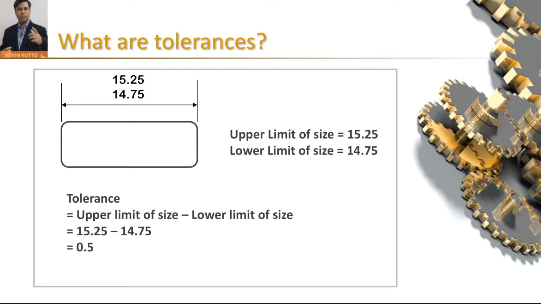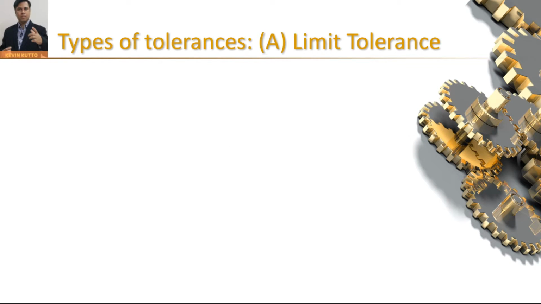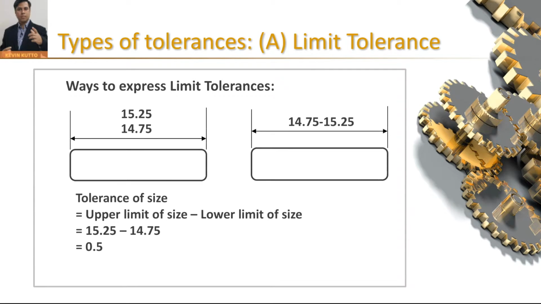Now what are the different types of tolerances? The first type of tolerance is a limit tolerance. As the name points out, the dimension has upper and lower limits of size stated. It could be expressed in two ways. The first way is you express the higher limit above and the lower limit below that. That is one way of expression as shown in the figure. And the second way of expression is first you express the lower limit of size, dash, and then the higher limit of size. Both expressions have the same meaning.